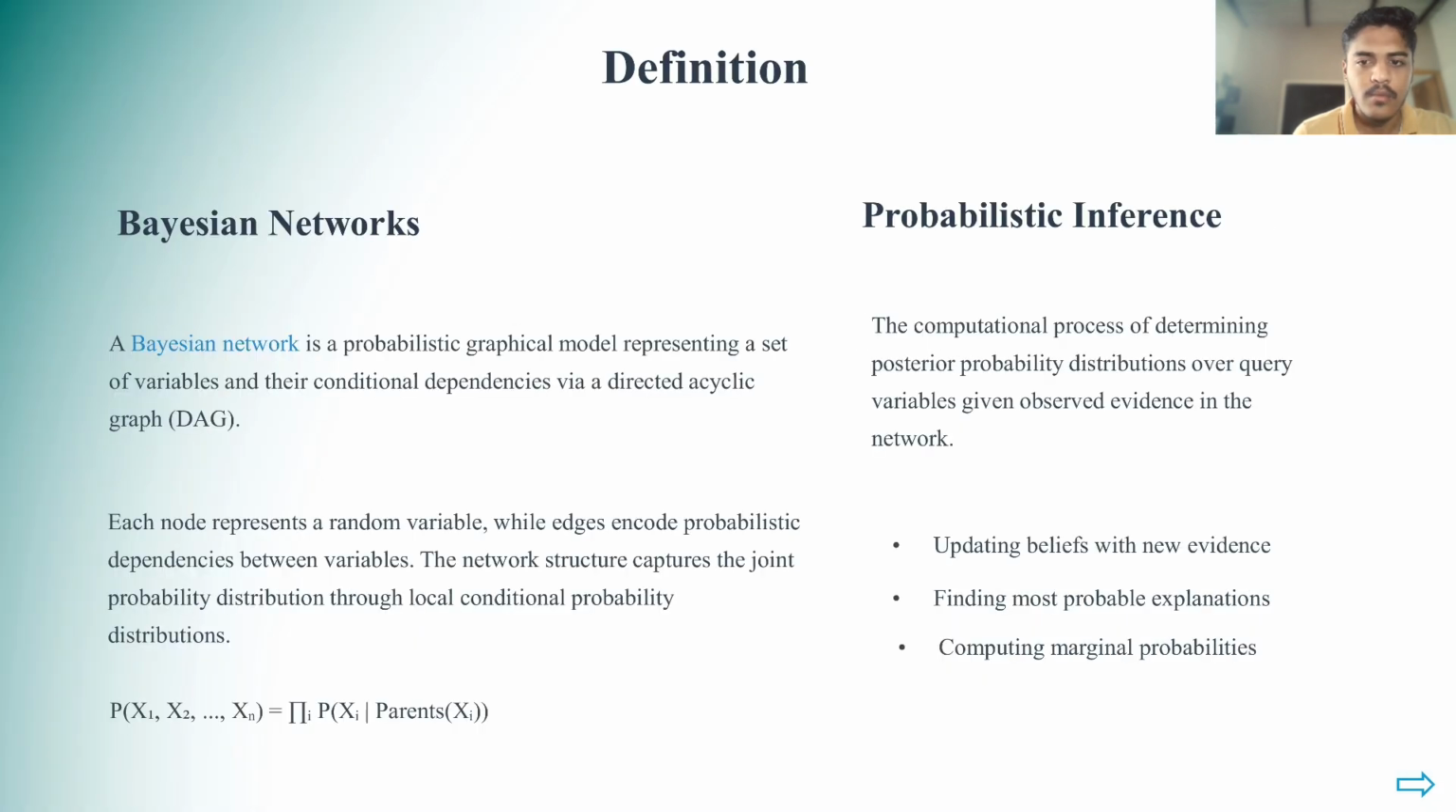Definition: a Bayesian network is a graphical model that represents a set of variables and their conditional dependencies using a directed acyclic graph. The DAG nodes represent random variables, edges represent probabilistic dependencies. Goal: estimate unknown probabilities given known evidence.